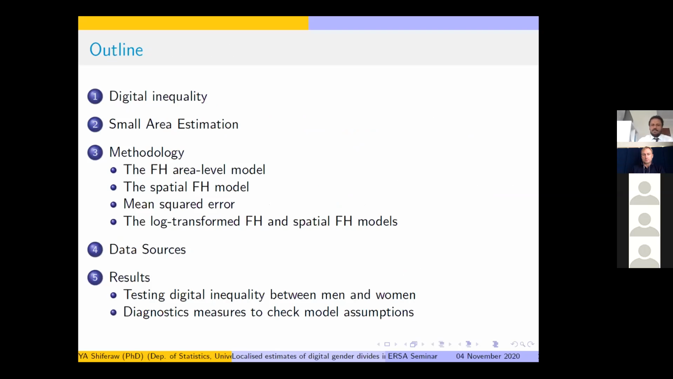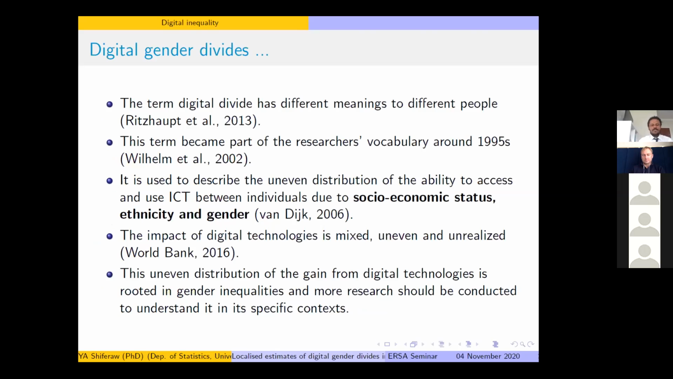So this is briefly the outline of my talk. I'll briefly say something about digital inequality, and I'll spend maybe 10 to 12 minutes on discussing some statistical methodologies and data sources, and then results and some discussion as well.